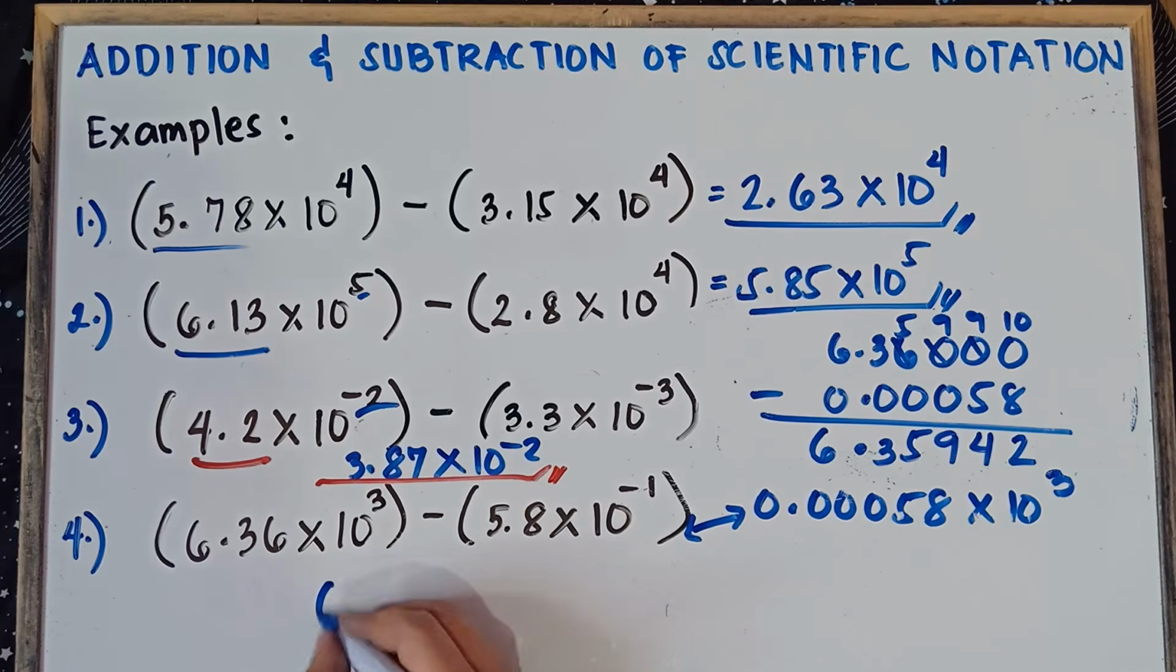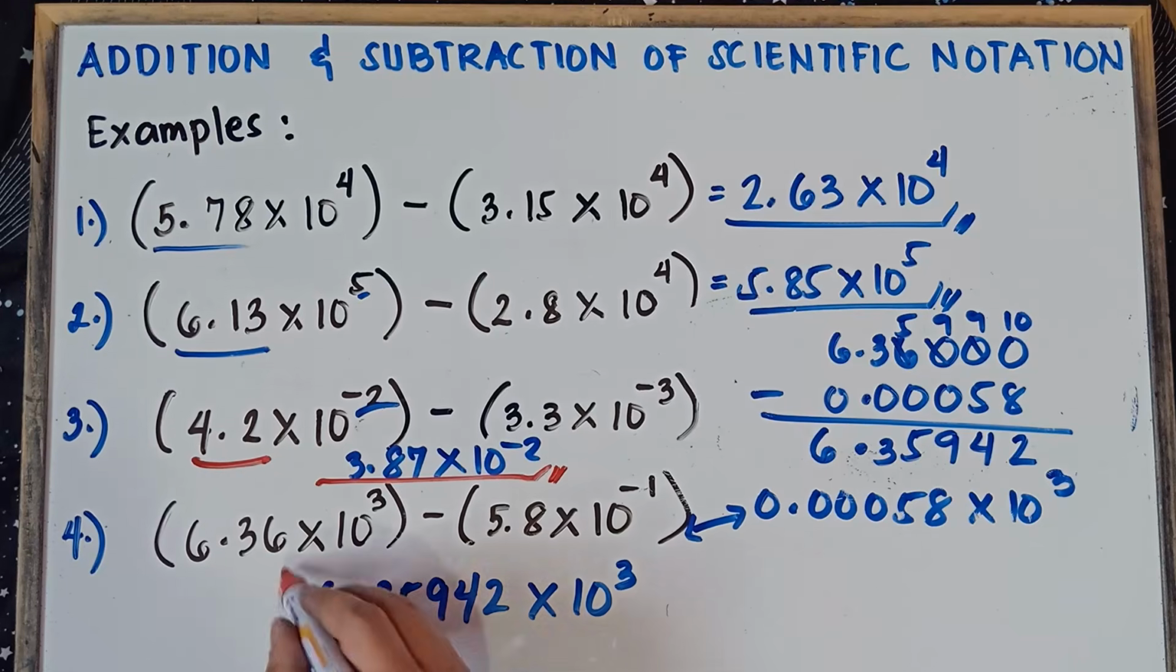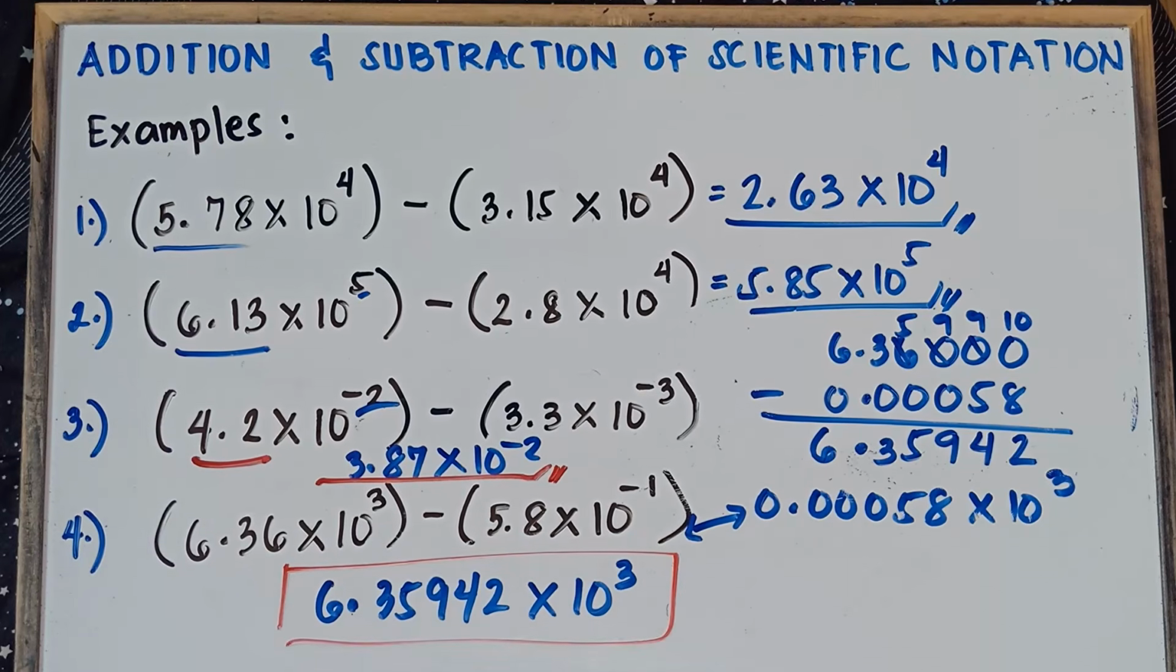So our answer, we have 6.35942 times 10 raised to the power of positive 3. All set. That's the answer, class, with regards to example number 4.